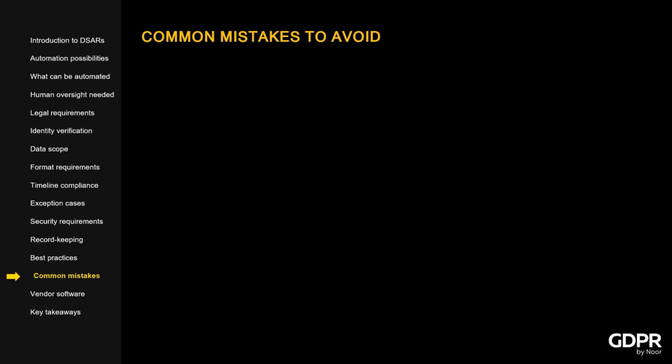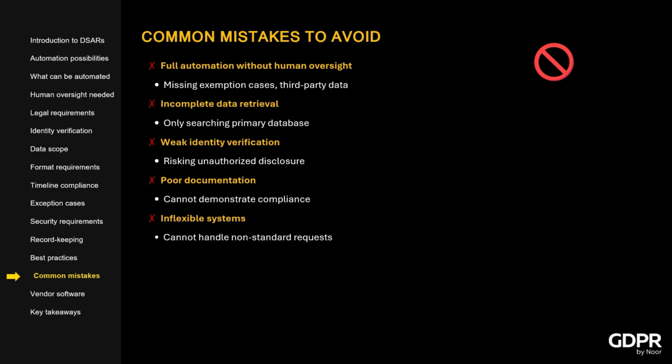Common mistakes in DSAR automation. No human oversight. Fully automated systems miss situations that require judgment, such as exemptions or third-party data. This leads to GDPR violations. Incomplete data retrieval. Systems often pull only customer database data and miss emails, logs, or secondary systems. Article 15 requires all personal data.